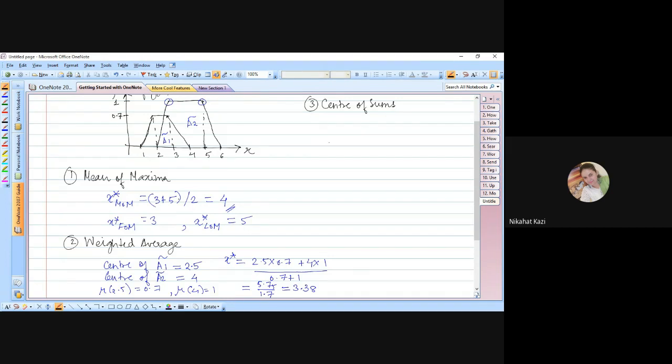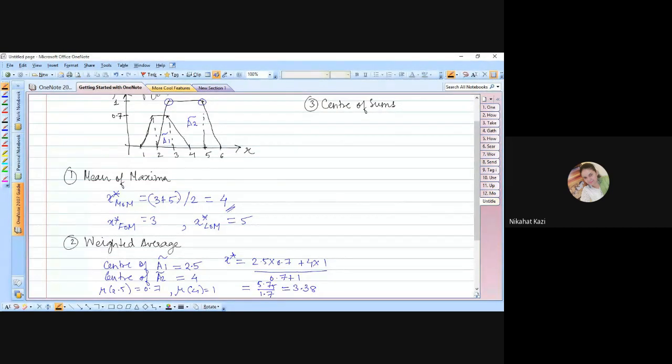Center of sums means individual areas you have to consider. So consider A1 separately, A2 separately. You remember the overlapping region comes twice. It is counted twice, or more than once, depending on how many are overlapping. So the overlapping region is counted twice. That is center of sums, but it is easier and faster to compute, right?